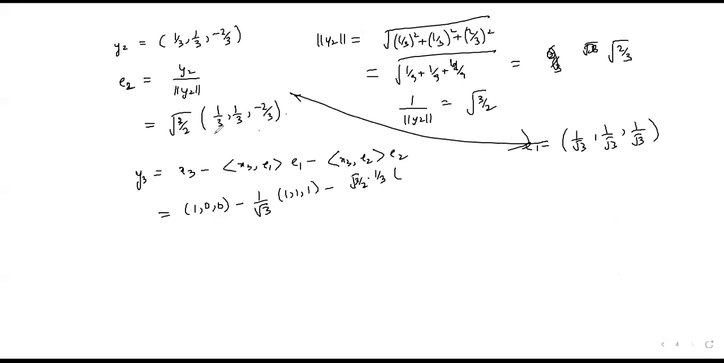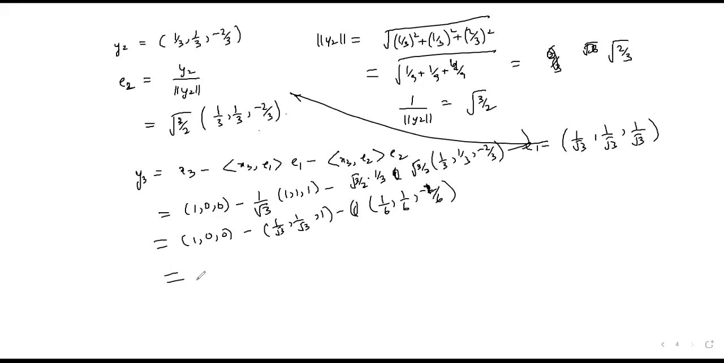E2 क्या था? E2 तो ये खुद ही है ना? X3 का E2 के साथ, E2 यही है तो it would be root 3 by 2 into 1 by 3 minus 2. थोड़ा सा हम calculation अगर करेंगे it will be 100 minus 1 by root 3, 1 by root 3, 1 minus. It should be 3 by 2, यानी ये होना चाहिए 1 by 2 क्योंकि 3 by 2 into 1 by 3 so it is 1 by 2. So it should be 1 by 6, 1 by 6 minus 2 by 6, that is still 2 by 6, ही लिखते हैं. अब इसको अगर calculate करेंगे, whatever it is, तो तुम्हें e3 होगा simply y3 by norm.